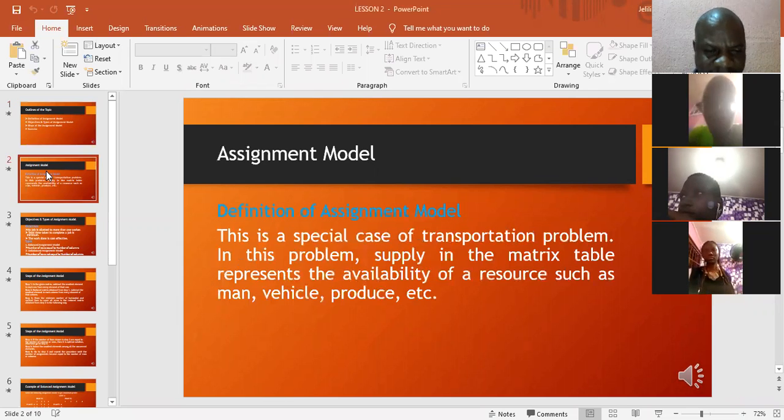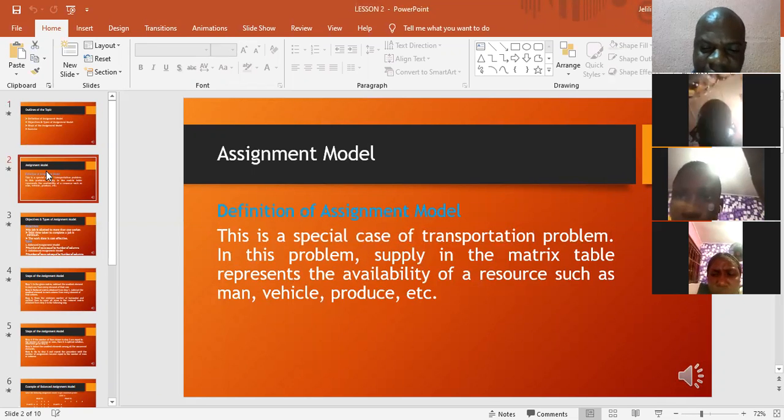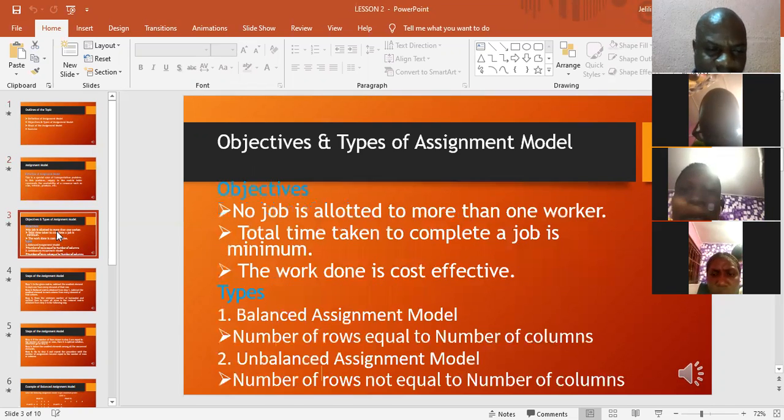Now, what is assignment model? Assignment model is a special case of transportation problem where we supply the matrix table representing the availability of resources such as man, vehicle, and product. Let's look at the objectives and types of assignment model.